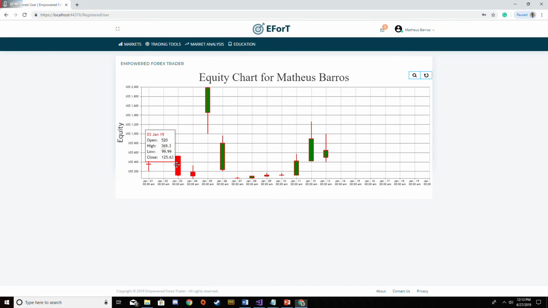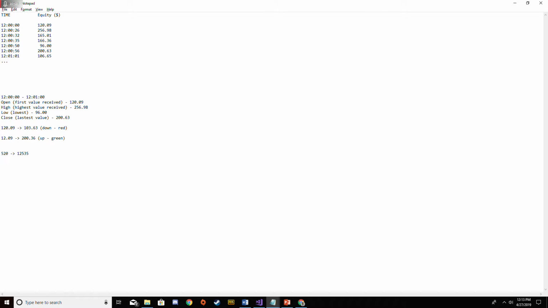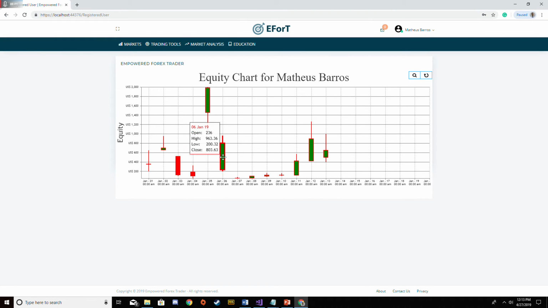125 and 63. I'm sorry, 125 and 63. So it went down, so it's going to be red. And for the other one, the open is 236 and the close is 803. So we had a real increase here, and that's why it's green.